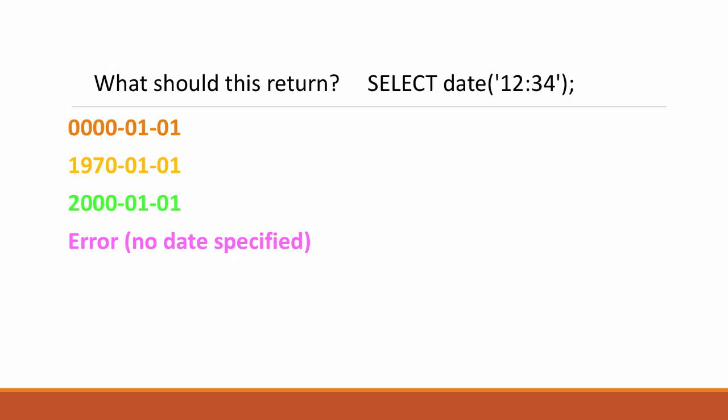The correct answer here is actually the evil one. For some reason, SQLite defaults to January 1st, 2000 if you don't specify a date in the string you provide. So if you start seeing January 1st, 2000 in your database, it probably means that you're doing something where you're selecting dates and not actually providing enough information. So the correct answer here is actually the third one. I don't understand why they chose that.